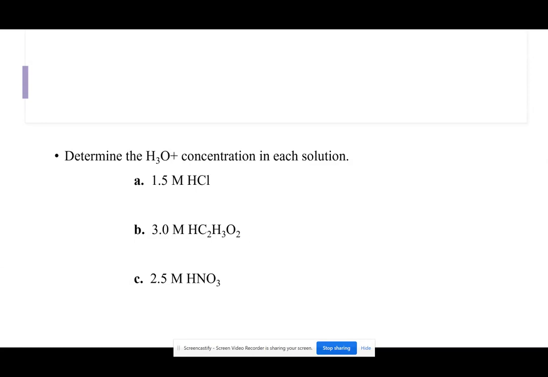So we're going to determine the hydronium ion concentration in each solution. When I have a strong acid like hydrochloric acid, again, it completely ionizes. If I had 1 mole of hydrochloric acid, I know I'm going to get 1 mole of hydrogen ions. So if I have 1.5 molar hydrochloric acid, my hydrogen ion concentration is going to be 1.5 molar. And again, remember, hydrogen concentration is the same as hydronium concentration.